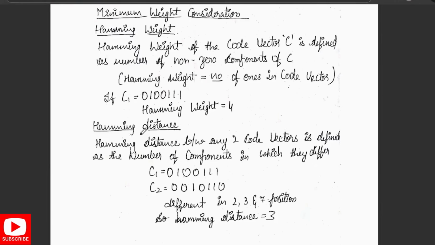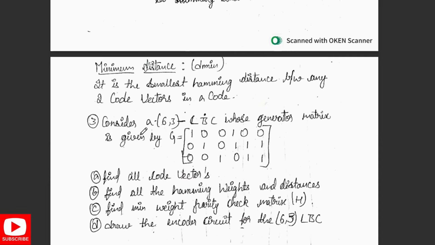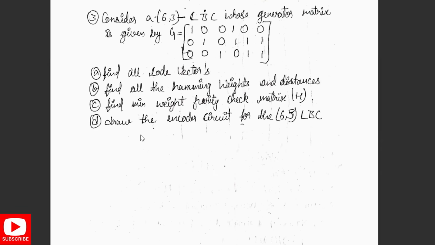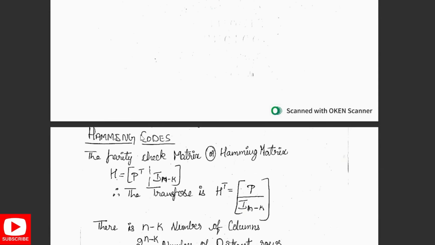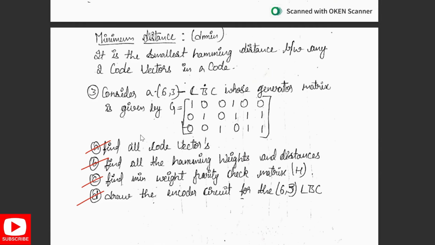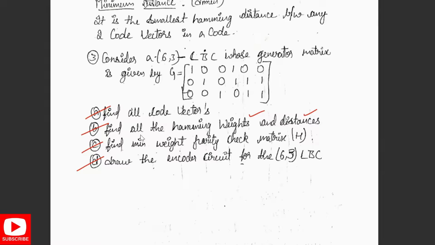So let us see some of the problems related to that. Here is a (6,3) code whose generator matrix is given. You need to find all the code words, Hamming weight, Hamming distance, minimum weight, and draw the encoding circuit for that. This is one of the problems. You can try, it is easy. To find the Hamming weight and Hamming distance, just count based on the definitions we have learned.